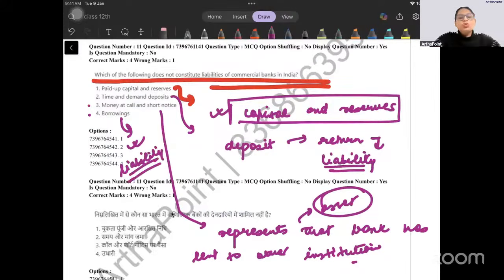So those who are saying option is 3, that is the correct answer to this question. Money at call or short notice, that will be the right answer. I see there was a mixed opinion on this one, but this will be the right answer to this question. Is it clear? Okay, come to the next question.